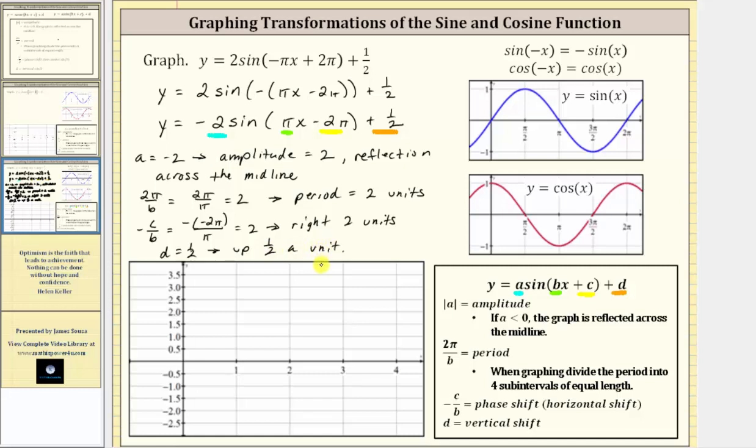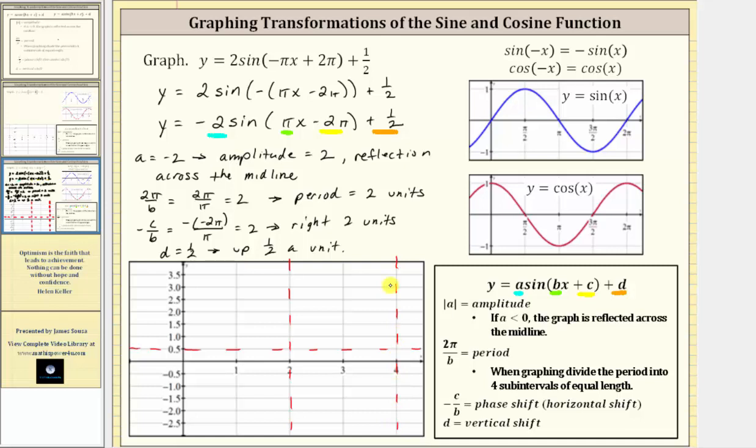And now let's set up our graph to sketch the function. Well, because we have a vertical shift of up 1/2 of a unit, the midline is not going to be the x-axis or y equals 0. It will be y equals 1/2, which is this horizontal line here. So this is the midline. Next, because the phase shift is right 2 units, we will begin our graph here at x equals 2. And from here, because the period is also 2 units, we will go right 2 more units. 2 plus 2 is equal to 4. We will have one complete graph of our sine function over this period, which is again 2 units.